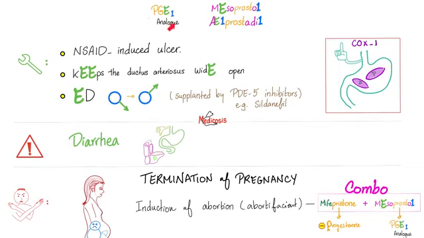What are the side effects of prostaglandin E1 analogs? Diarrhea. Contraindications: pregnancy, because they cause termination. Prostaglandins are abortifacients. Let's say that mom is in the hospital. She has eclampsia, for example, and we need to induce right now. We use a combo of mifepristone and misoprostol. Misoprostol is a prostaglandin E1 analog. Mifepristone is a progesterone inhibitor.